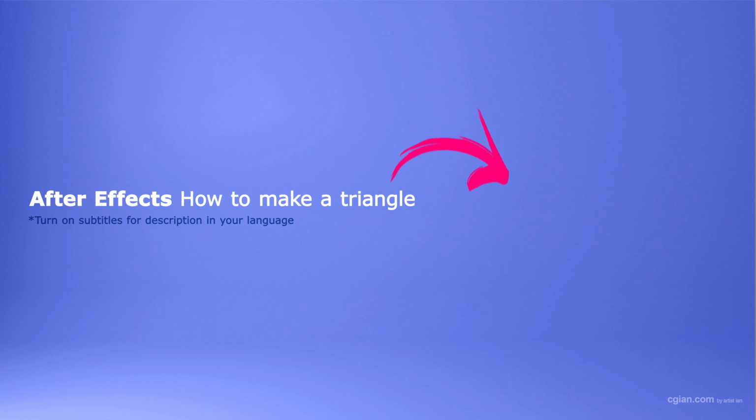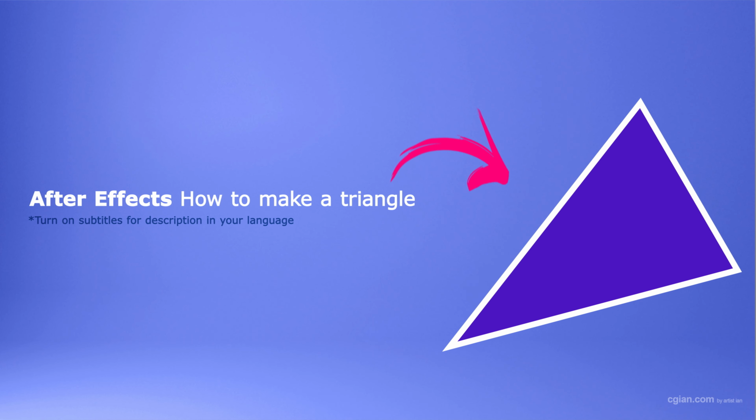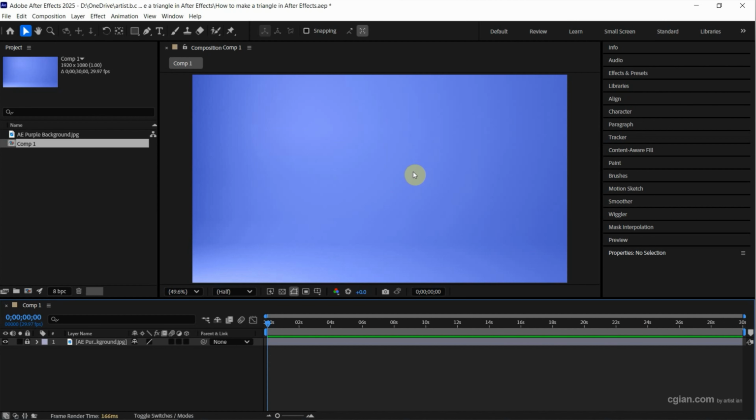Hello, I'm cgian. This is a quick video to show how to make a triangle in After Effects. After starting After Effects, I create a new composition and add the purple image as a background of the composition.